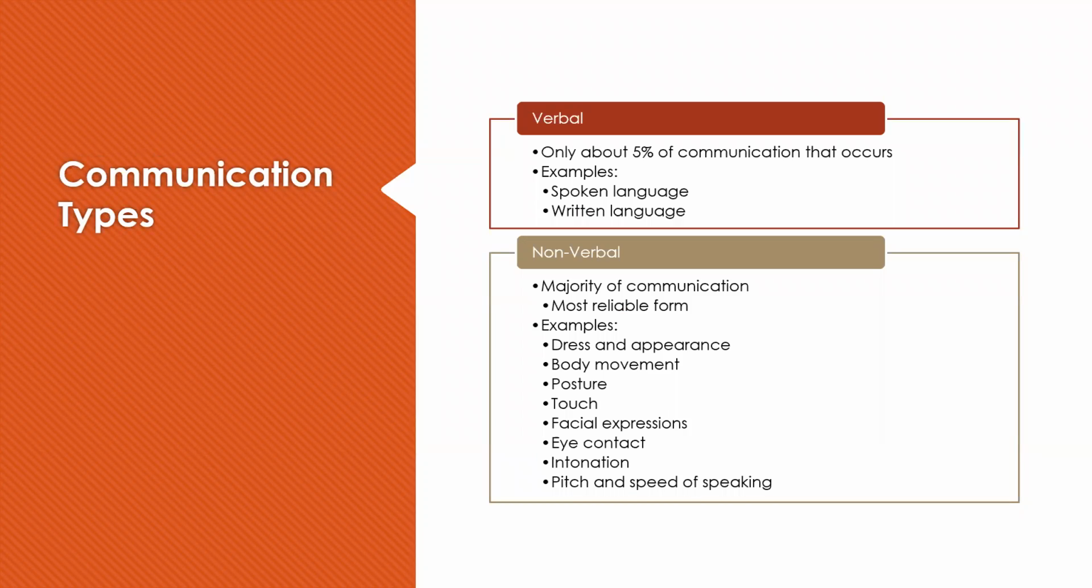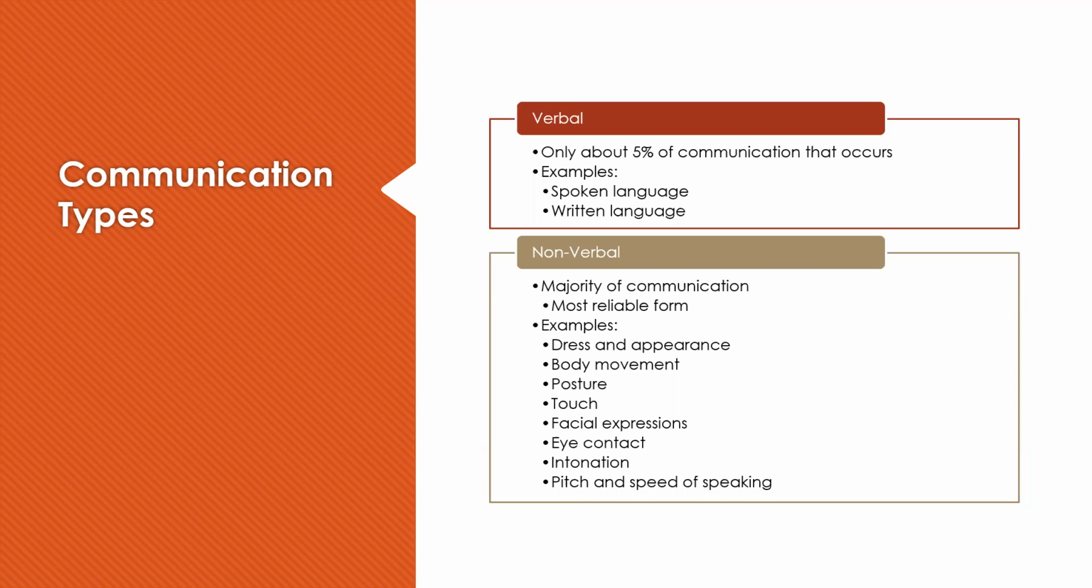And we can assess that by looking at the two different communication types. So the first type is verbal communication. This is only about 5% of the communication that occurs. And examples of it are the spoken language and written language. So what is actually said using your voice?